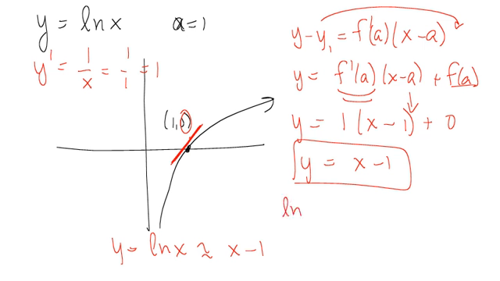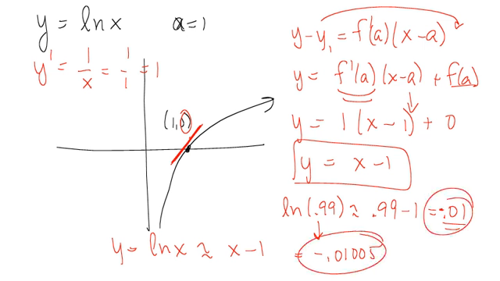So that means I could easily figure out what the log of 0.99 is. It's approximately equal to 0.99 minus 1, which is negative 0.01. And you can try on a calculator now doing the natural log of 0.99. If I did this straight up on the calculator, you get approximately negative 0.01005. Notice how close we are with our estimate, and that's because we are very close to x equals 1.